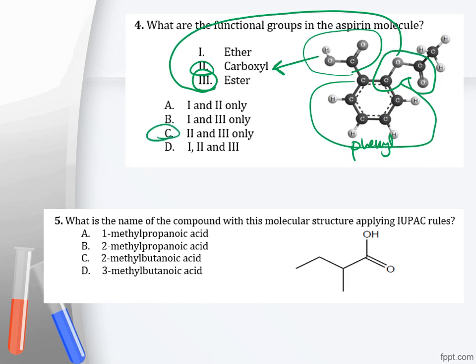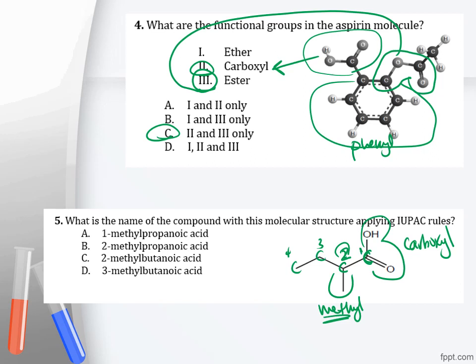Number 5, what is the name of this guy? Notice OH and O. There's a carbon here. This is a carboxyl group. And so I'm going to start counting here, carbon number 1. The carbon in the carboxyl group always gets carbon number 1. 1, 2, 3, 4. We have a methyl group here on carbon number 2. So I'm going to call it 2-methylbutanoic acid.